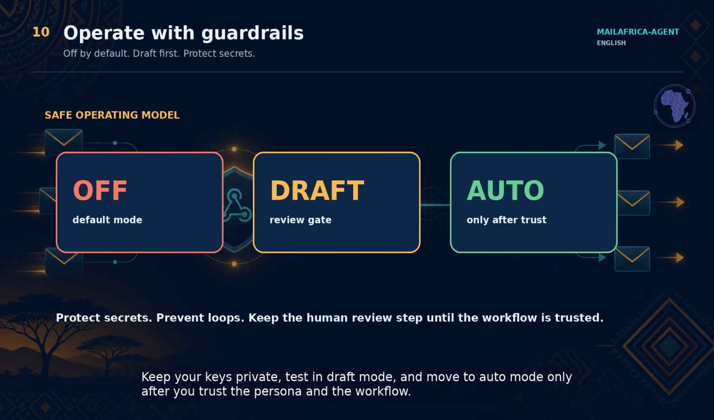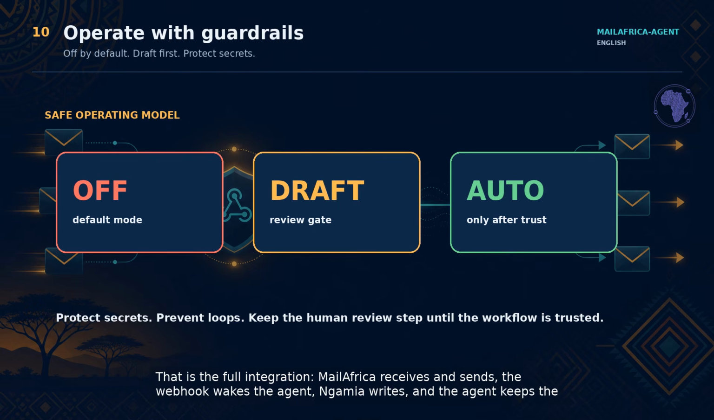Keep your keys private, test in draft mode, and move to auto mode only after you trust the persona and the workflow. That is the full integration. MailAfrica receives and sends, the webhook wakes the agent, Ngamia writes, and the agent keeps the conversation controlled.